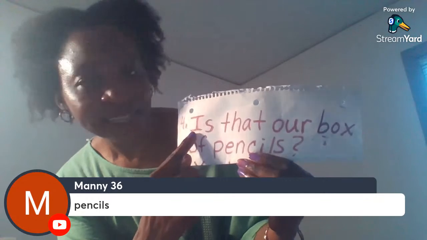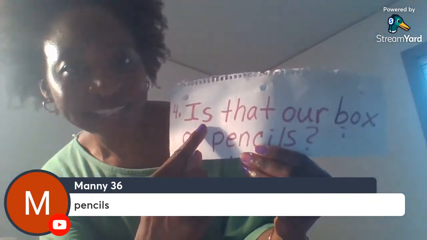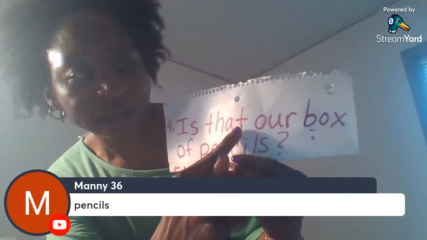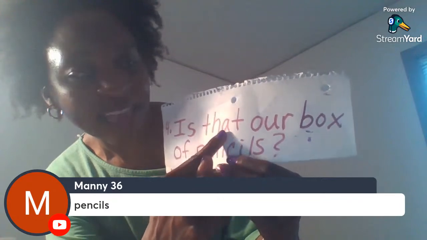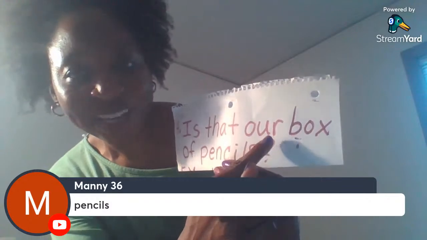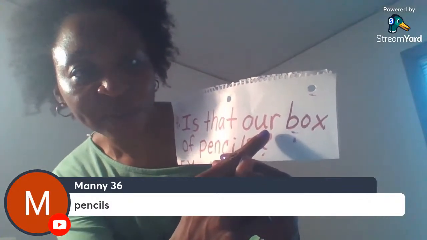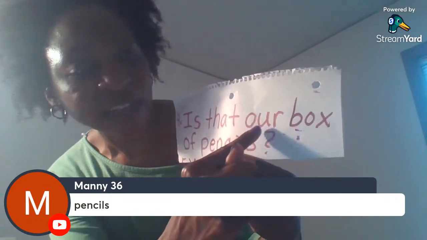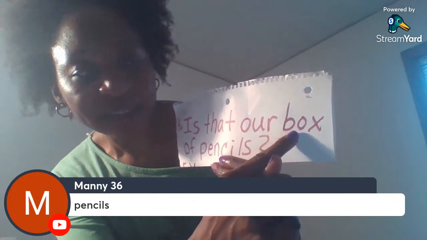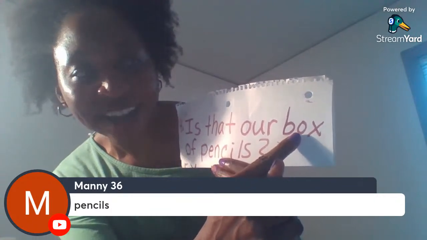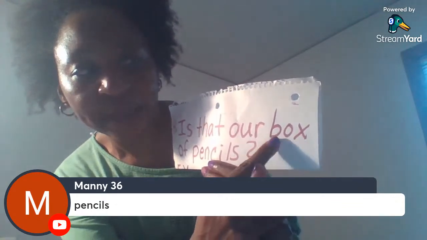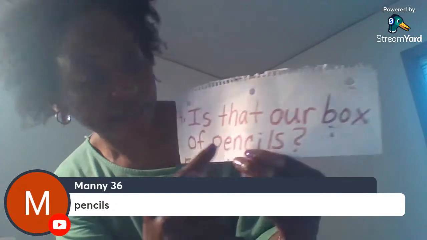The I has the I sound. Is, the S has the S sound. TH has the th sound. A has the A sound. T has the T sound. That, our. Our is our homophone word. Our, our. B, the B has the B sound. The O has the ah sound in this word, and the X has a x sound. X, x, x, x, box.